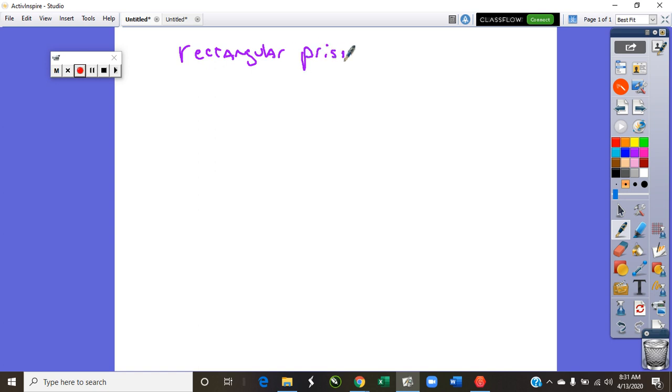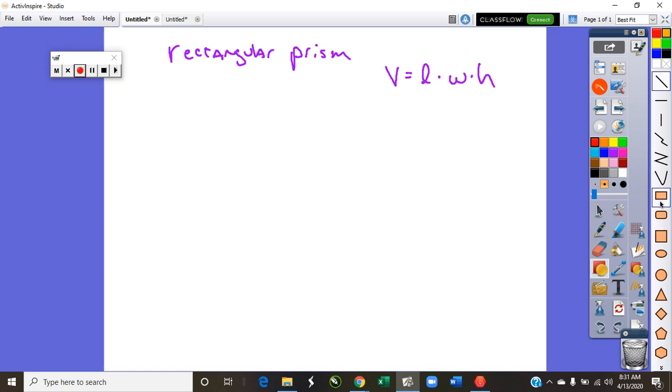Okay, when we have a rectangular prism, the neat thing about this is it's the exact same formula as a cube, okay? So that means volume equals length times width times height. The only difference is in a rectangular prism, we're not going to have the same dimensions like we did in a cube, okay? In other words, all of the sides are not going to be the same, okay?